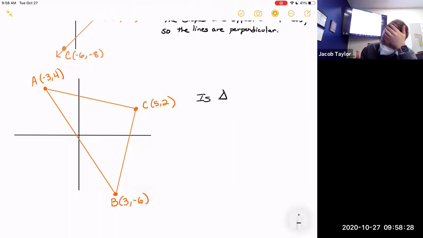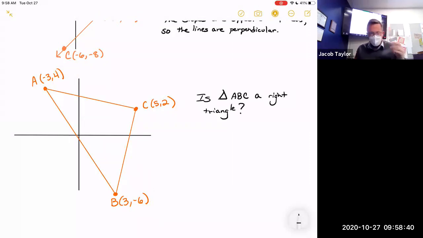Is triangle ABC a right triangle? And remember, if it's not a right triangle, it is a wrong triangle.